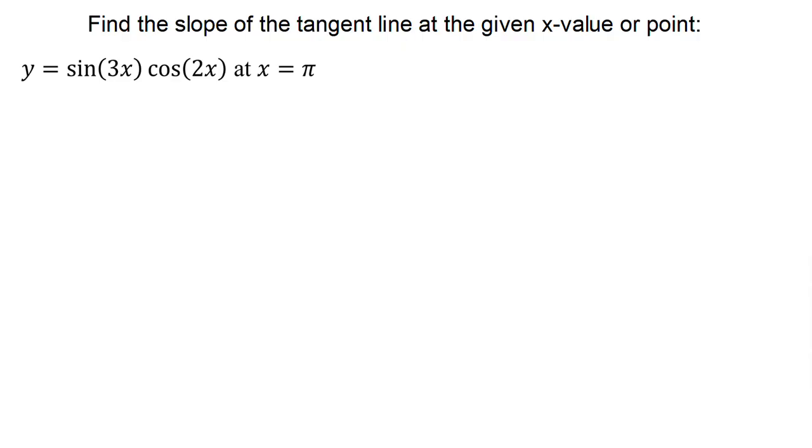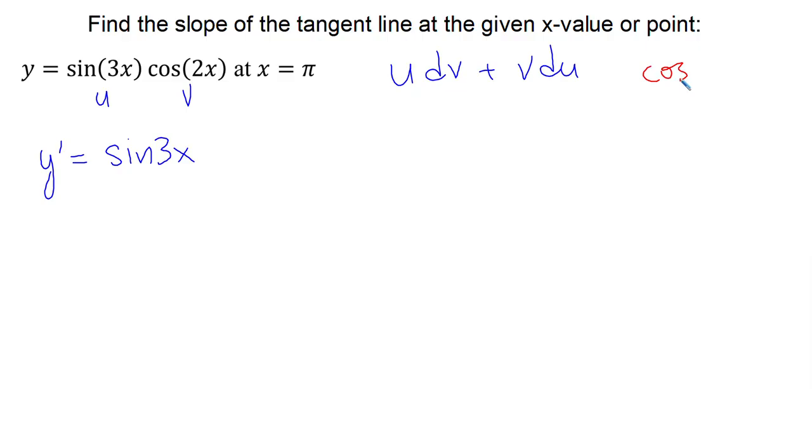For number 7, we once again have a product of two functions here. This is u times v. So we're going to do u dv plus v du. So y prime ought to be the sine of 3x times the derivative of the cosine of 2x. And we'll write that off to the side since it's a chain rule. It's cosine of, we'll call it w, where w is 2x. So we should get negative sine of w times 2. So that'll be the negative 2 sine 2x.